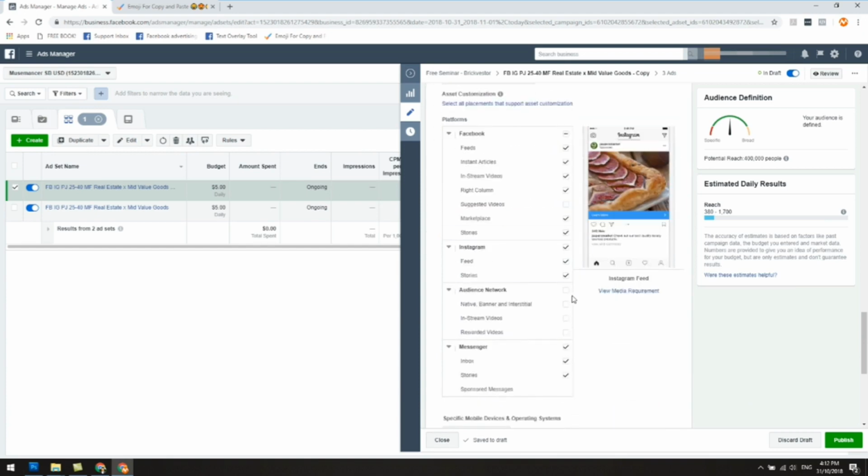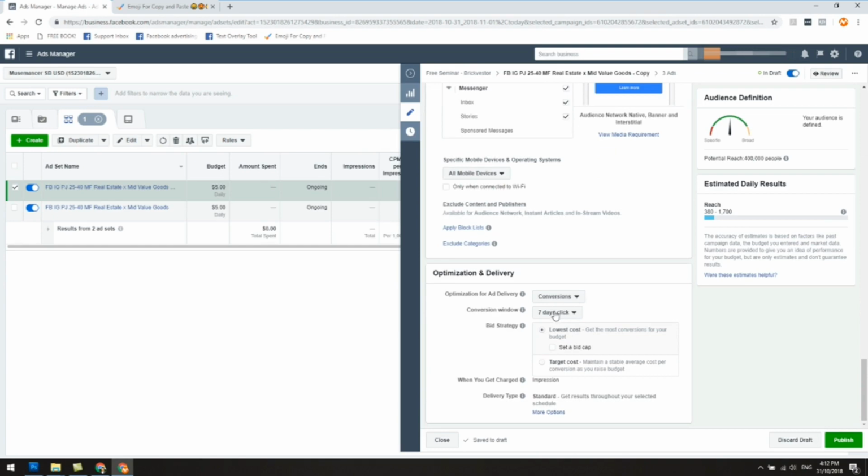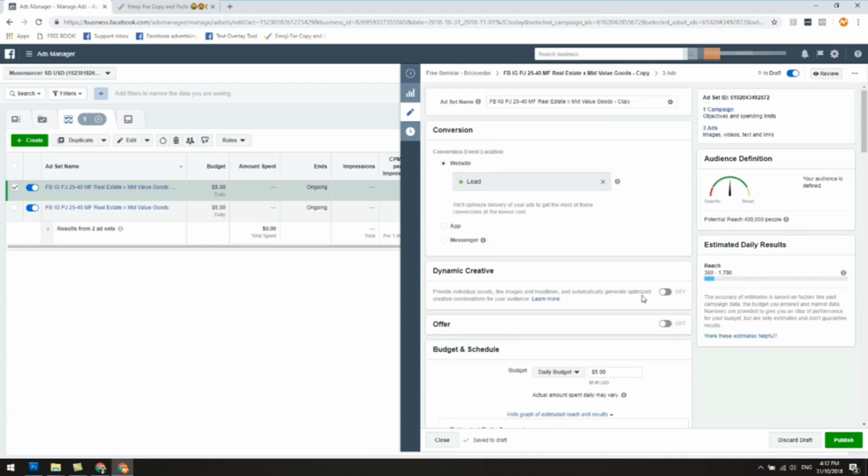Edit placements, yep, everything except audience network. Conversion, 7 days click. So what 7 days click means is that if someone takes action after seeing the ad and goes to your website, but only takes action within the 7 days, then you will record the action as a lead. Okay, you can see how smart Facebook is, right?